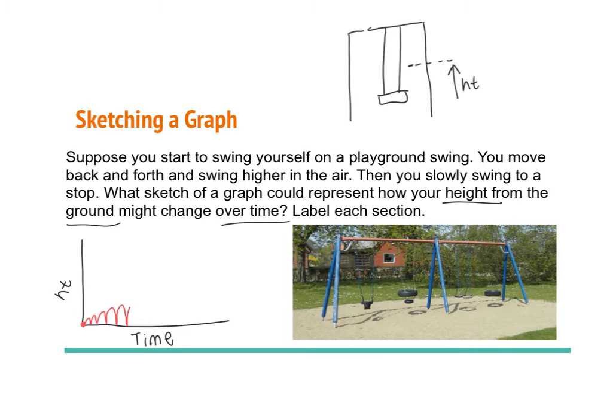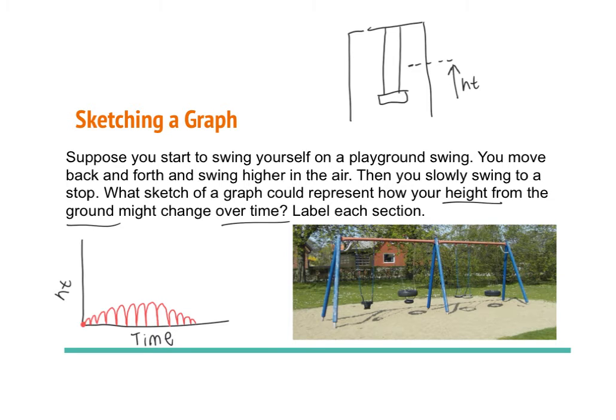So we might be swinging at this height for a little while. It is our maximum height. And then we're like, okay, we're kind of tired now, so let's start slowing down. Let's start swinging back towards the ground. And we're back at the ground. So it's going to look kind of like that.